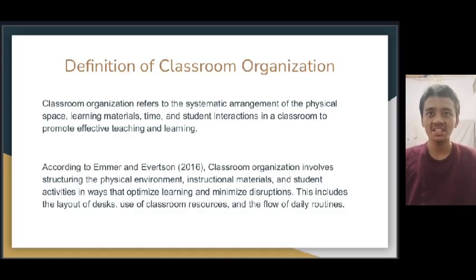Definition of classroom organization. Classroom organization refers to the systematic arrangement of the physical space, learning materials, time, and student interactions in a classroom to promote effective teaching and learning. According to Emmer and Evertson from 2016, classroom organization involves structuring the physical environment, instructional materials, and student activities in ways that optimize learning and minimize disruption.